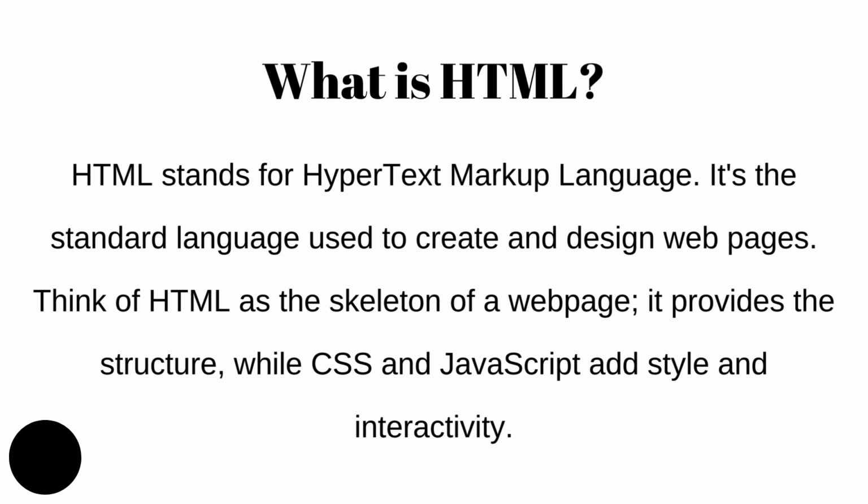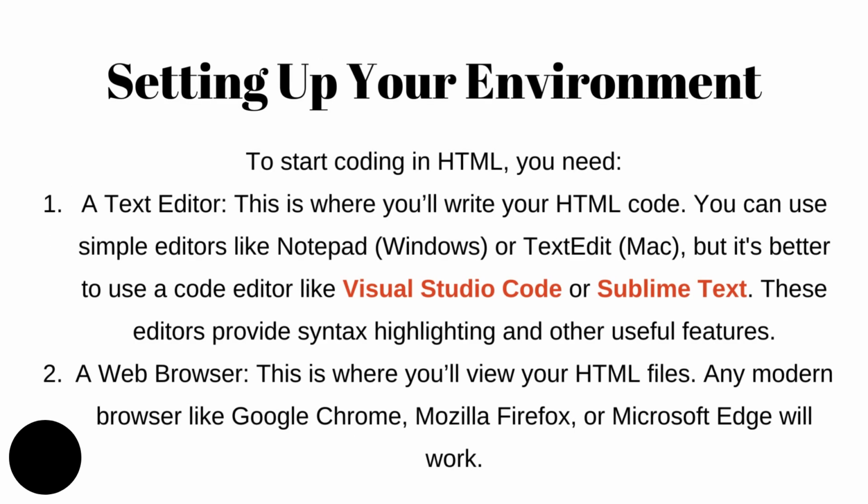So how do you set up your environment to start coding in HTML? We need text editors. The text editor is where you write our HTML code. You can use simple text editors like Notepad for Windows or TextEdit for Mac. But it's also always better to use a code editor like Visual Studio Code or Sublime Text. These editors provide syntax highlighting and other useful features.